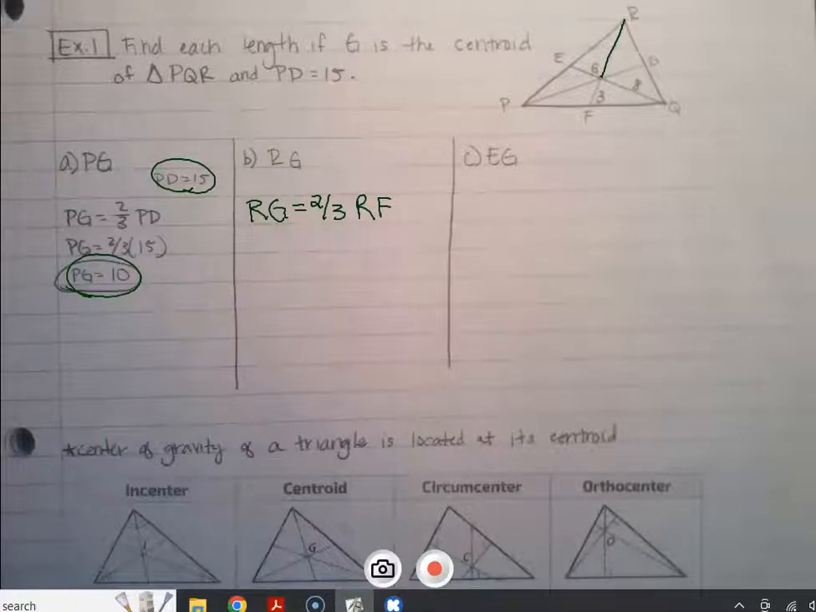Do we know the length of RF? We don't know the length of RF this time, but look at what we do know. We know GF is 3. So how might we change this? Do we times it? Well, what are you thinking? What are you timesing it by? Okay. 2/3.